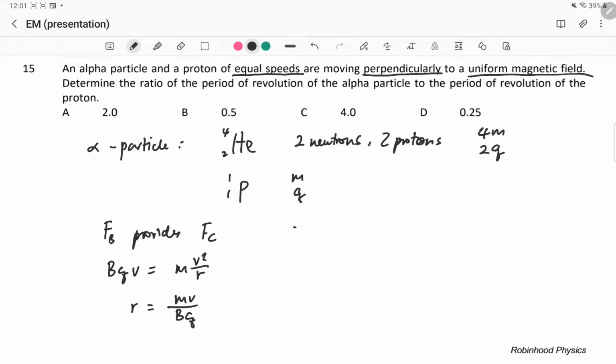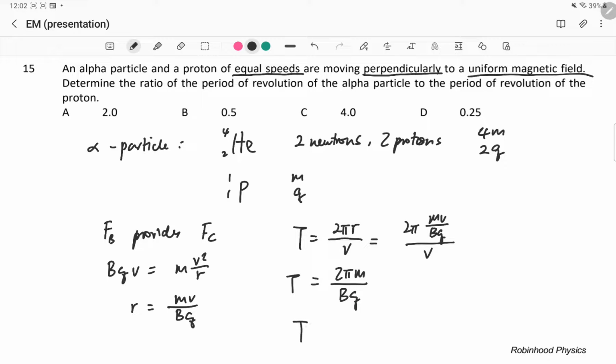With this, how do you find the period? Actually, I never memorized the formula. I always derive it, because it's super fast, and the more you derive it, the clearer it becomes and the more confident you become. So the period is 2 pi r, that's one circumference, the distance, divided by v. So you have 2 pi mv over BQ divided by v, which gives 2 pi m over BQ.